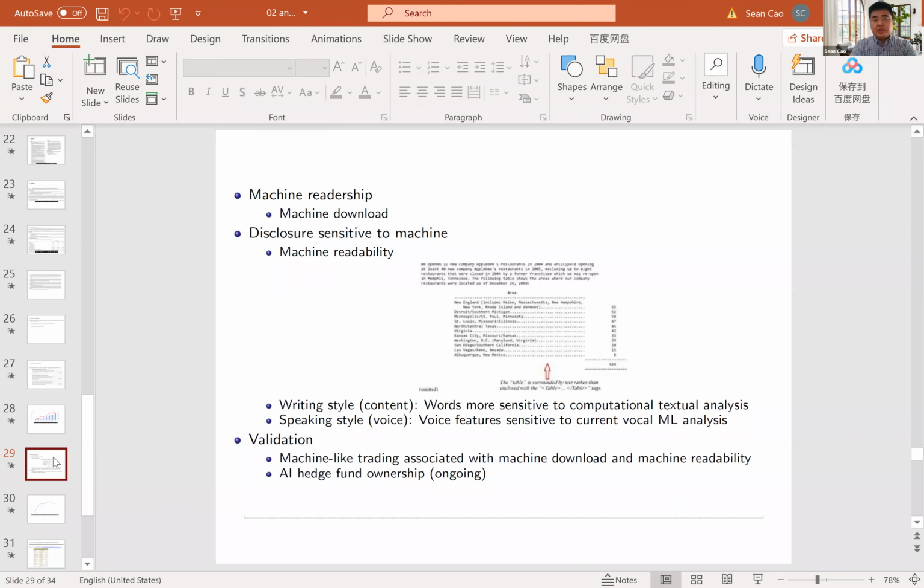But now machines are reading these reports and trading on them. How do managers make the machine algorithms happy? So this is a different story in the age of AI. So we talked about how we analyze the 10K and annual report for managers and for investors.